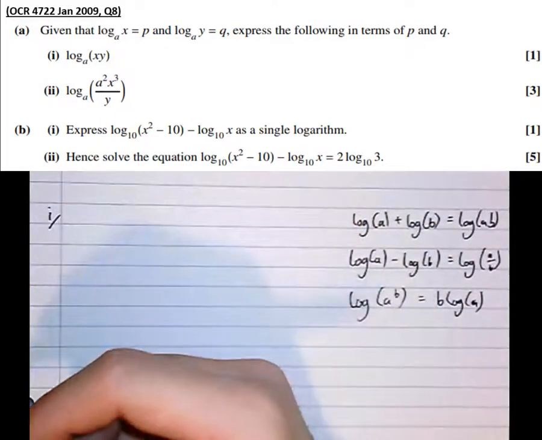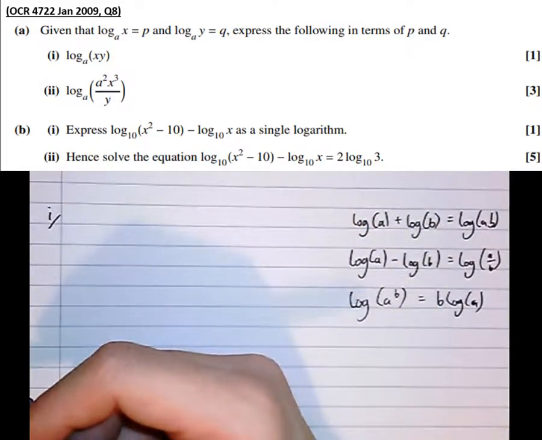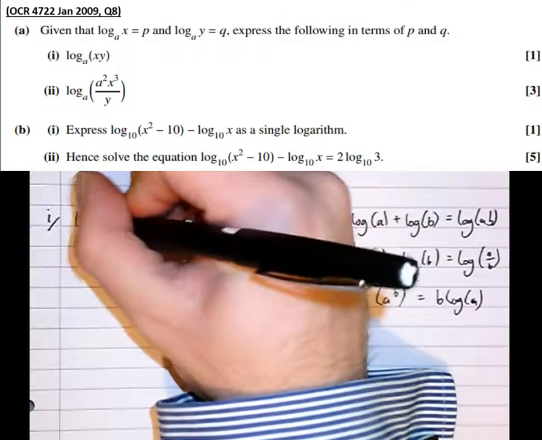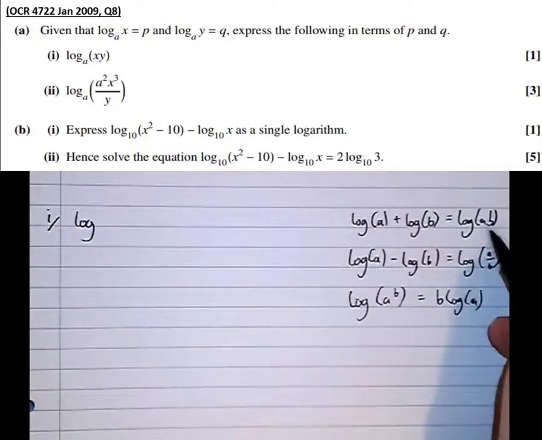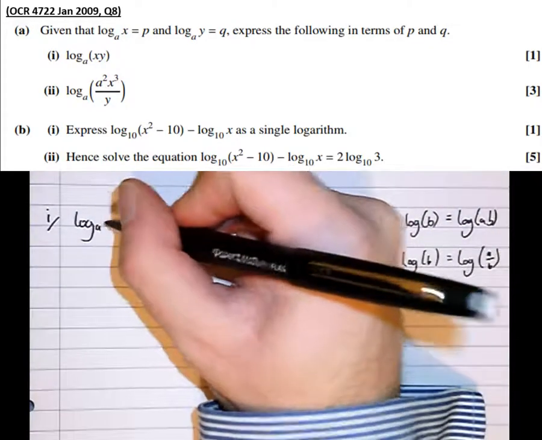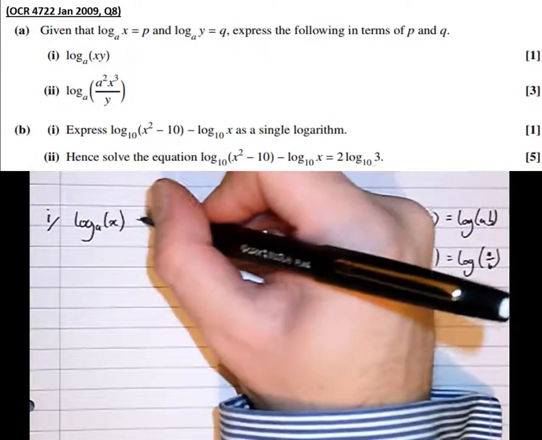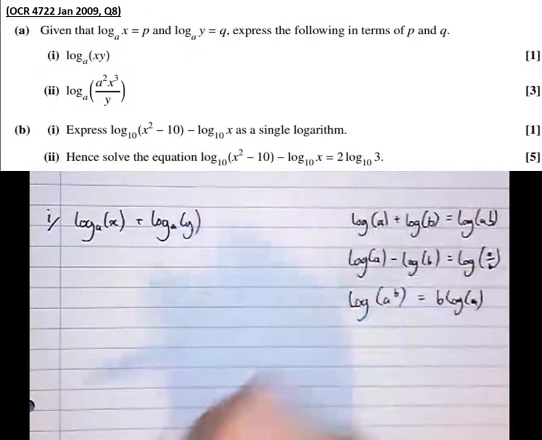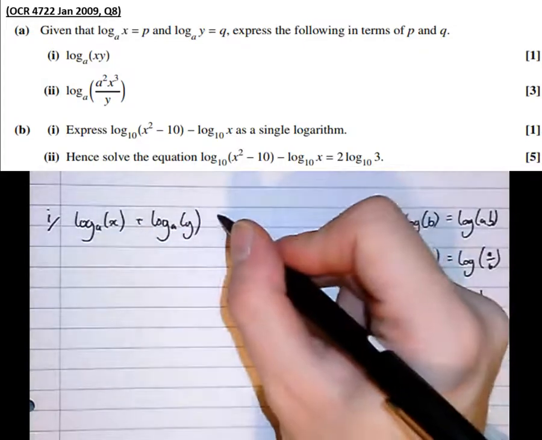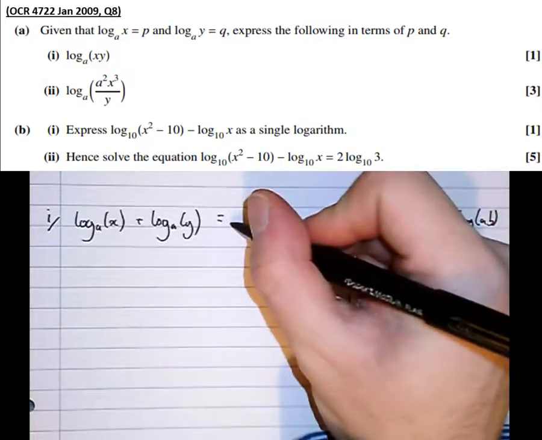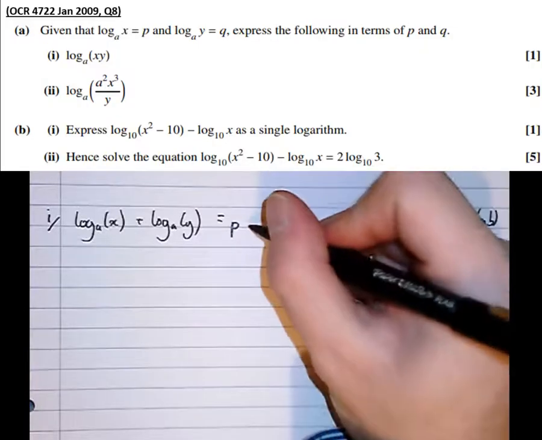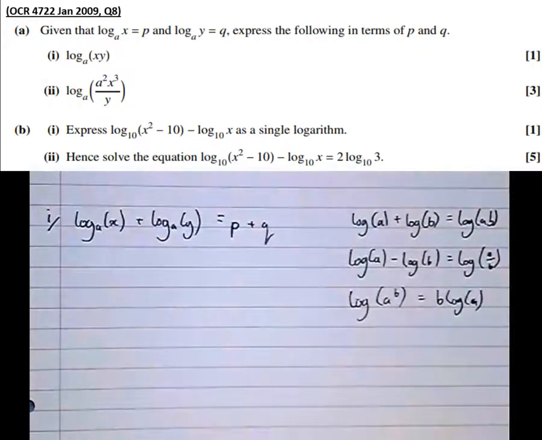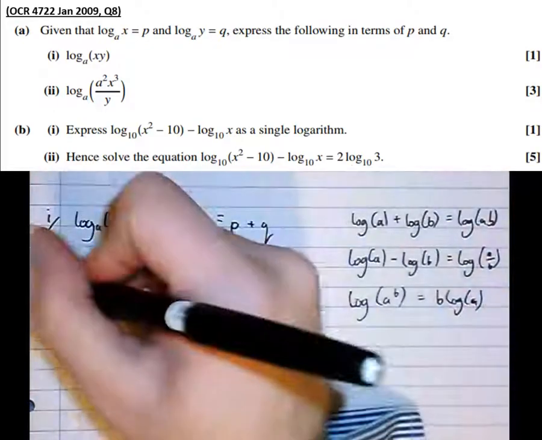So part 1 says write the following in terms of p and q. Log to the base a of xy. We're splitting that up using the addition rule. 2 things times together, I can rewrite that as log to the base a of x plus log to the base a of y. Well, log to the base a of x we've defined as being p in this question at the top there, plus log to the base a of y is q, so that can be written as p plus q. Part 2.